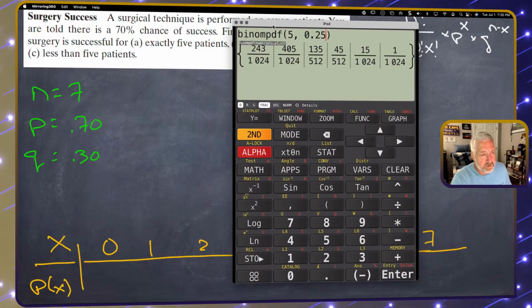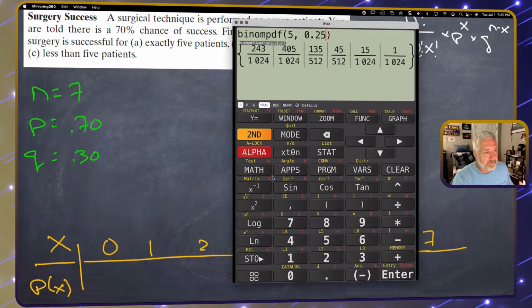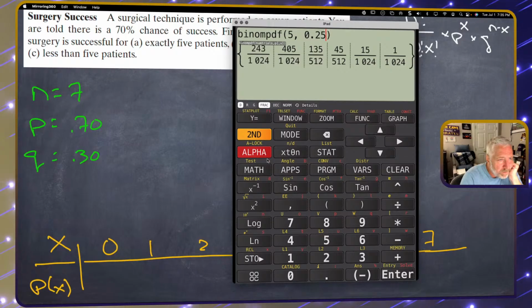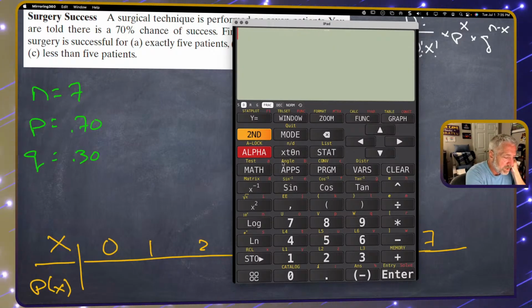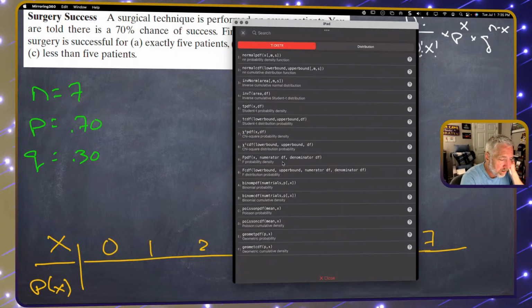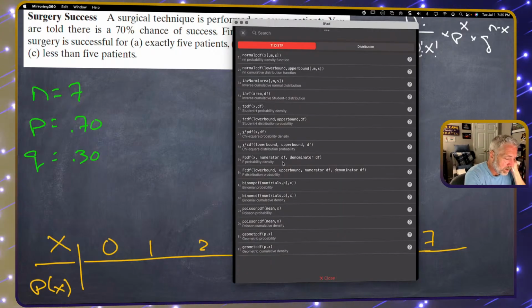Good thing is I can shift this around, I suppose. So I'm going to find 0, 1, 2 to start with. So I'm going to go to clear. I'm going to go to second vars. I'm going to go all the way down to binomial PDF.